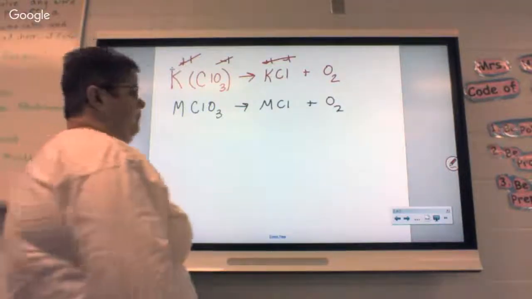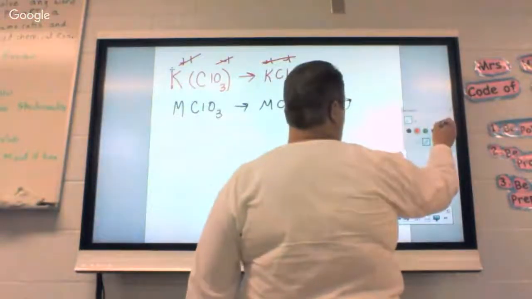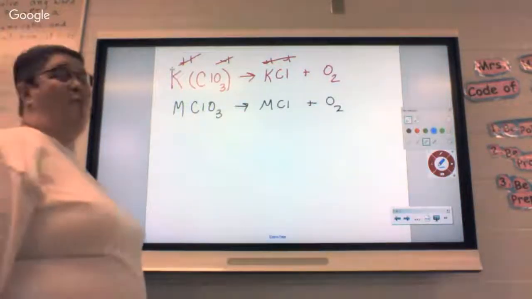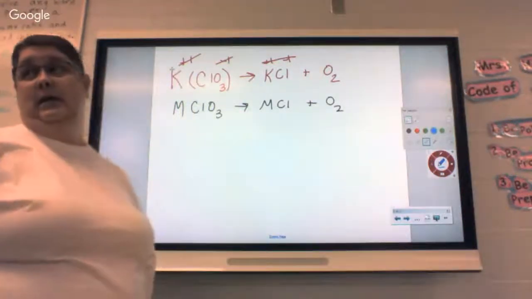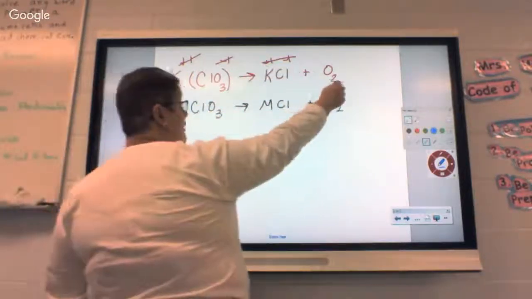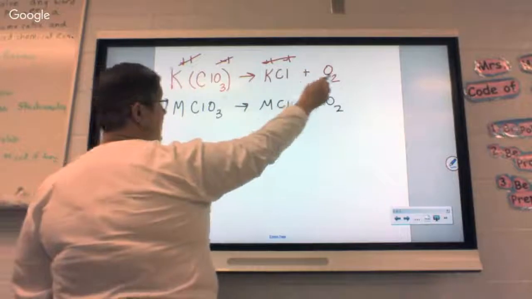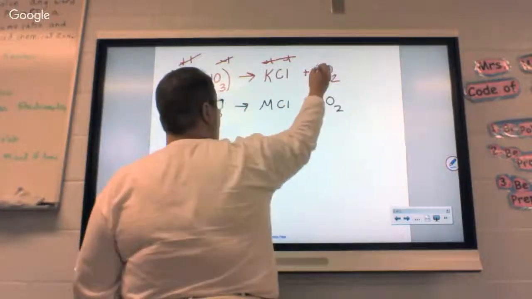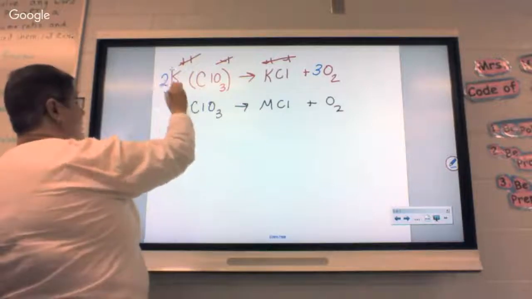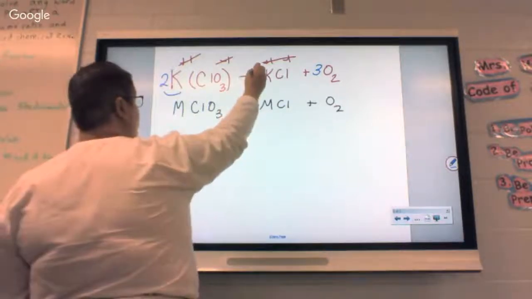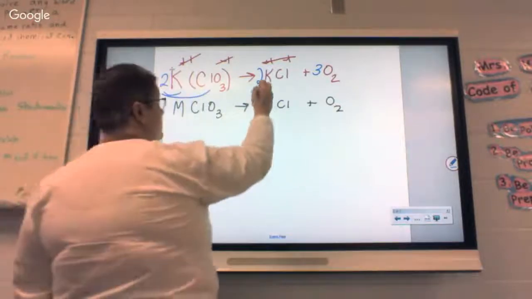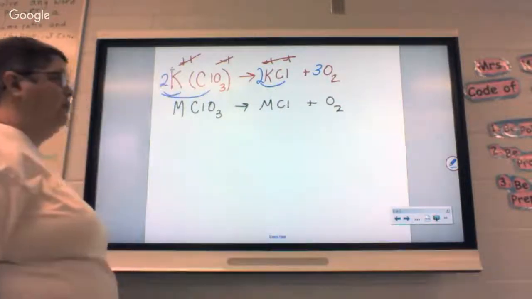Okay, so if we look at our equation, what elements don't balance? The O. So O has 3 and O has 2. So what am I going to do if I've got a 3 and a 2? I put a 2 and a 3. Given that, I have how many K's? And I'm going to put what here? So 2 KCl, 2 KCl, I'm good to go.